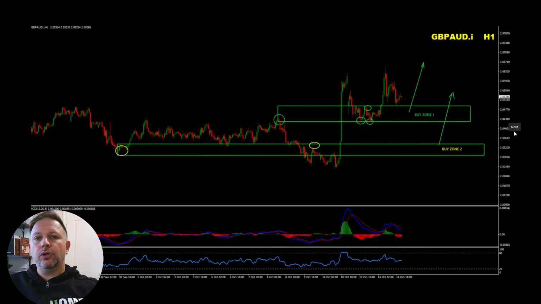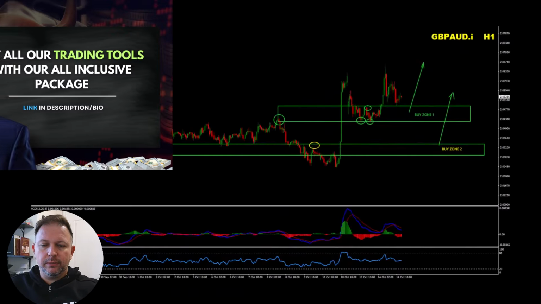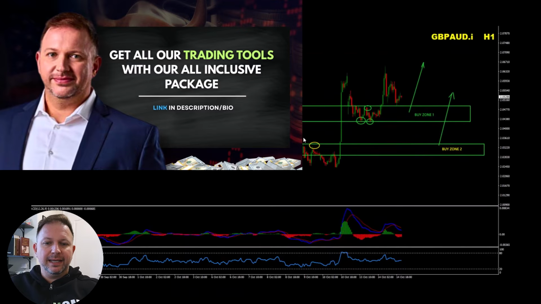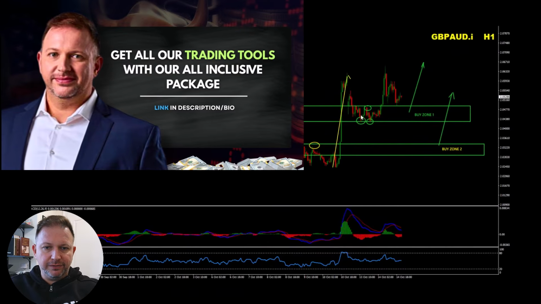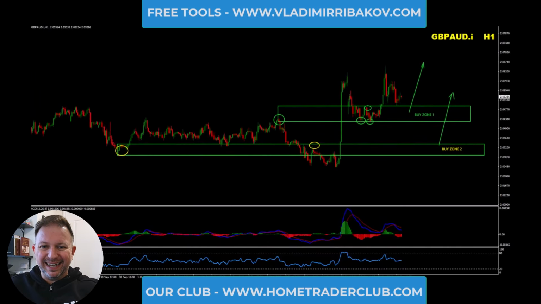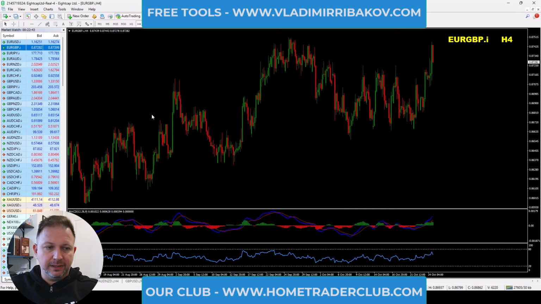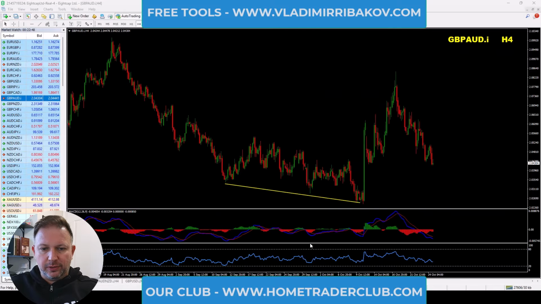Next one, pound Aussie, also from our short-term all-inclusive group. The momentum here shifted. Let me show you why I like this one specifically. This was the place where the trade was determined.